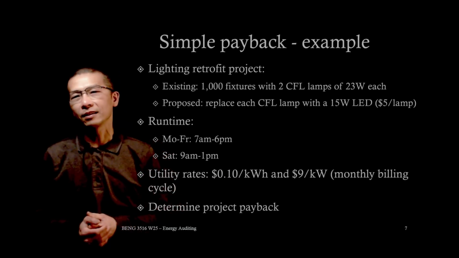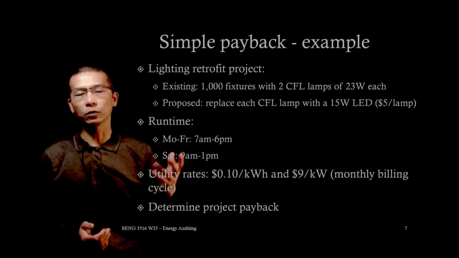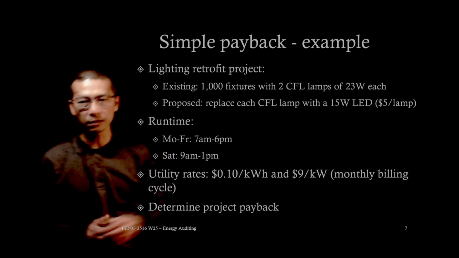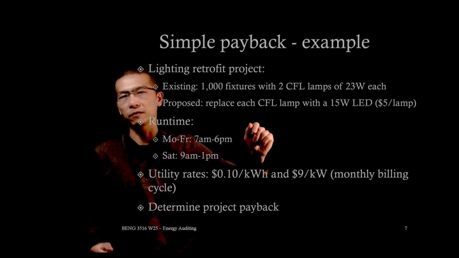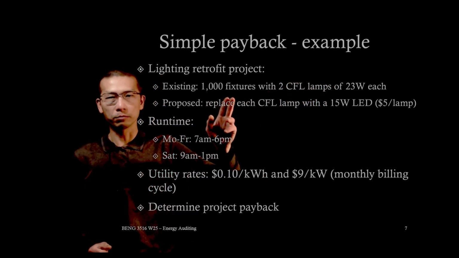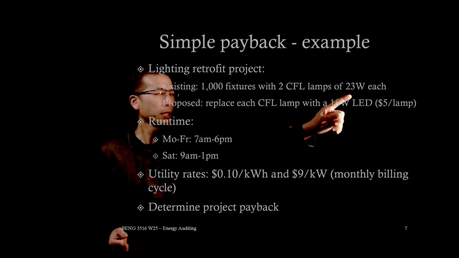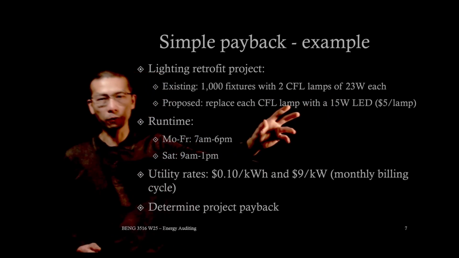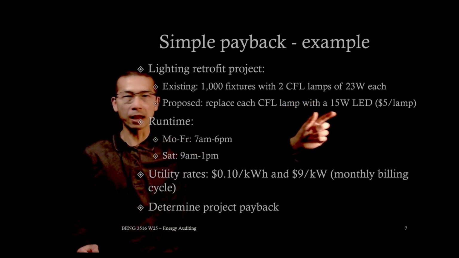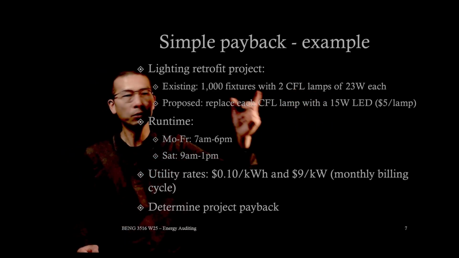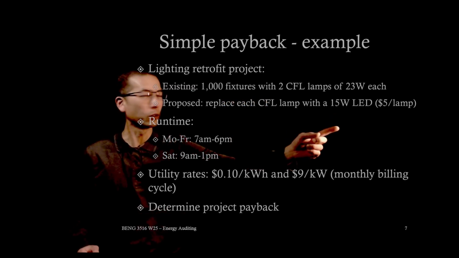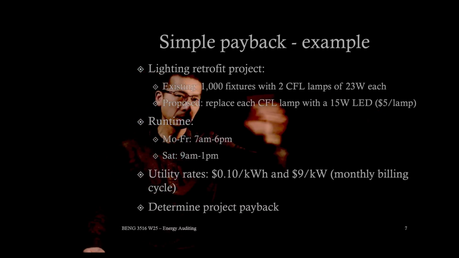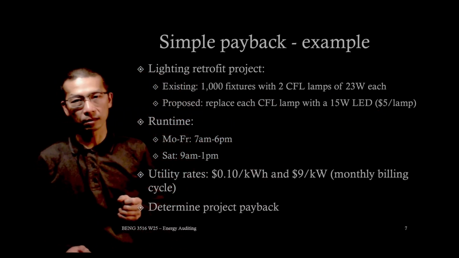Let's look at this lighting retrofit example. We are cutting wattage from 46 watts to 30 watts. 46 comes from the 2 compact fluorescent lamps per fixture, so 23 times 2, 46. Then we replace the compact fluorescent lamps with LED at 15 watts each, so per luminaire it's 15 watts times 2, so 46 to 30 watts. Now it costs $5 per LED lamp, right?